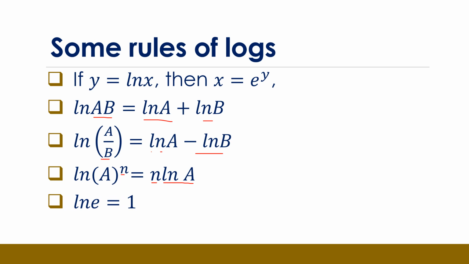The natural logarithm of e, where e is equal to 2.71828, is equal to 1. And the logarithm of 1 to any base is equal to 0.